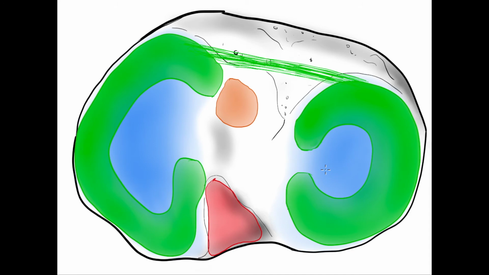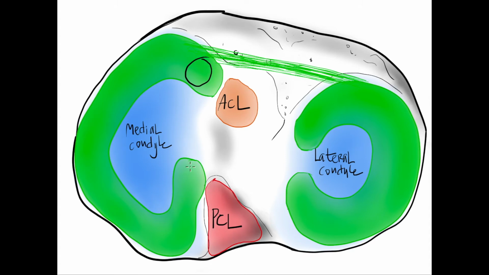To sum up, all the articular structures that we can see from a superior view of the proximal end of the tibia are as follows. The articular surface of the lateral condyle, the articular surface of the medial condyle, the insertion of the anterior cruciate ligament, the insertion of the posterior cruciate ligament, the anterior insertion of the medial meniscus, the posterior insertion of the medial meniscus, the anterior insertion of the lateral meniscus, and last, the posterior insertion of the lateral meniscus.